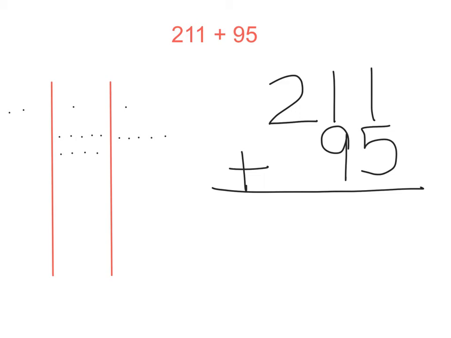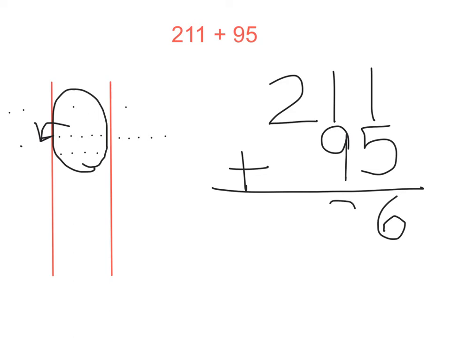I start by counting up or adding up the numbers in the ones column. So here I have 5 ones plus the 1 one, which will give me 6 ones. I did not have to regroup because my answer is smaller than 10. Next I move to my tens column. So I have 9 tens plus the 1 ten, which will give me a group of 10. So I circle my group of 10 and it becomes 100.